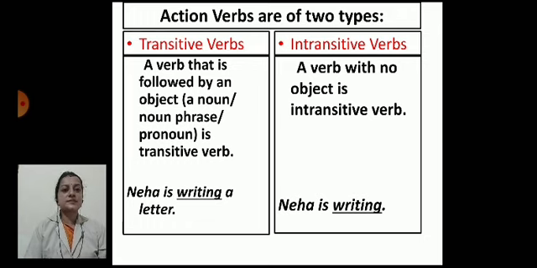Now let's move towards intransitive verbs. A verb with no object is an intransitive verb. If there is any verb which is not followed by any object, that is an intransitive verb. An example is: Neha is writing. Neha is the subject, is is the helping verb, and writing is the action verb. Here you can see that writing is not followed by any object. So we can say that here writing is an intransitive verb.